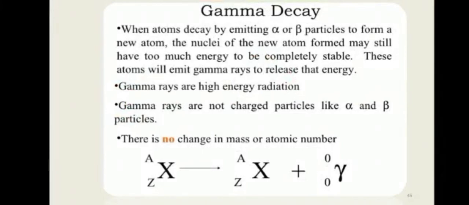In the case of a gamma decay, there will be no change in the atomic number or the mass number of the daughter nuclei. That is, when an atom decays by emitting an alpha or a beta particle to form a new atom, the nuclei of the new atom formed may still have too much energy to be completely stable. These atoms will emit gamma rays to release that energy.